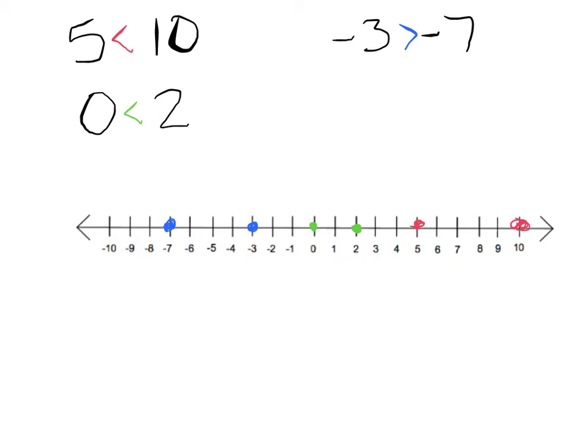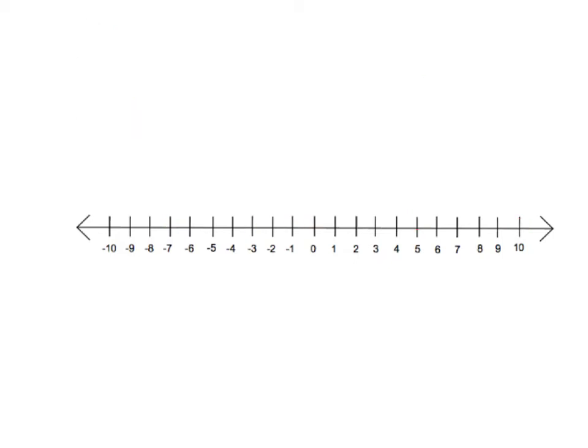Alright, let's look at one last example. Let's look at the number 5 and the number -1. So now we need to find those on our number line. And 5, oh, we already used 5. I'm going to make this purple. And -1. 5 is to the right, so 5 is greater than -1. So again, these symbols just tell us how things relate to each other on the number line.